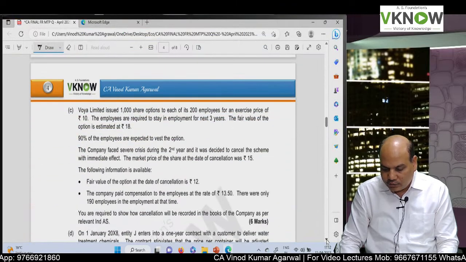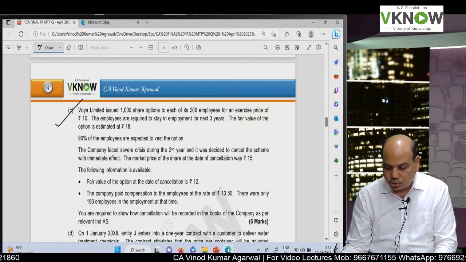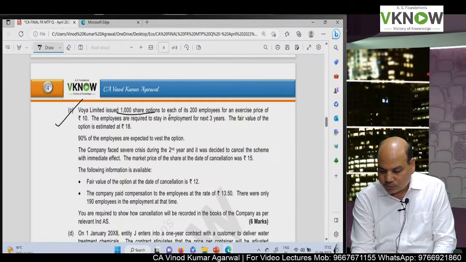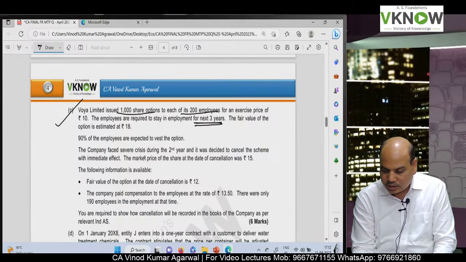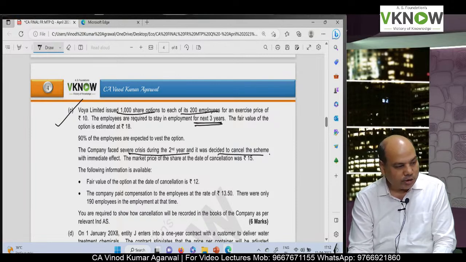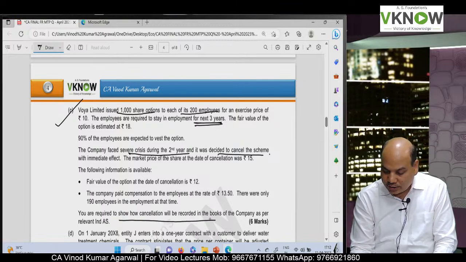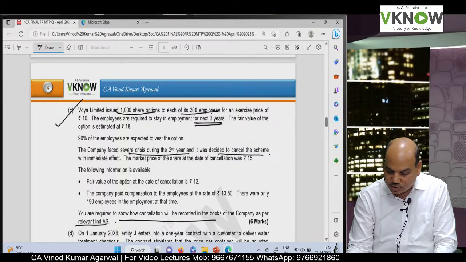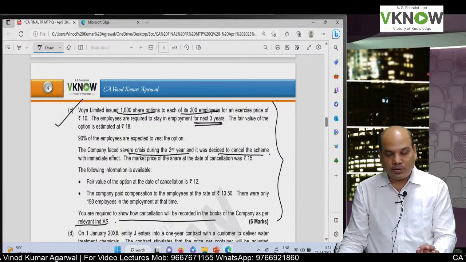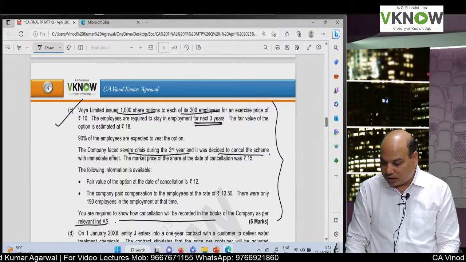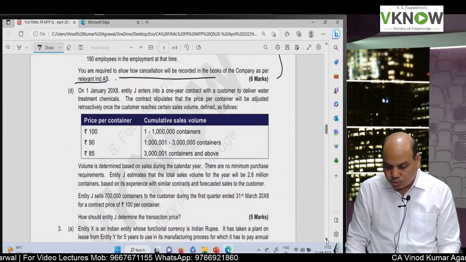That was a very easy question. You see this question number 2C. So they have 1000 options given to 200 employees. Originally it was for 3 years, but then after 2 years only they had to cancel it. So the student will have to pass the journal entries relating to cancellation and how the adjustment will be done. Very easy question. You can read the answer from the suggested answer given by the institute. That was question number 2C.